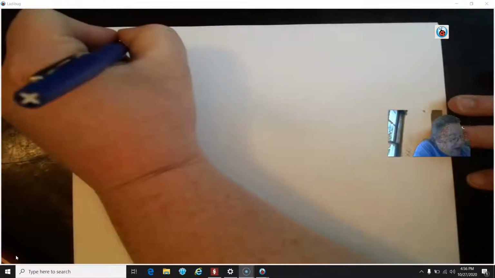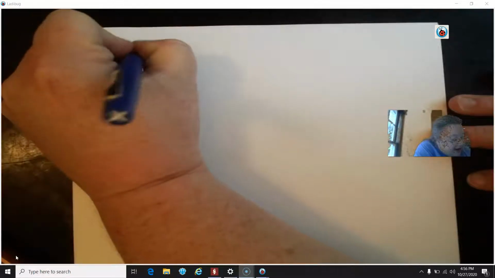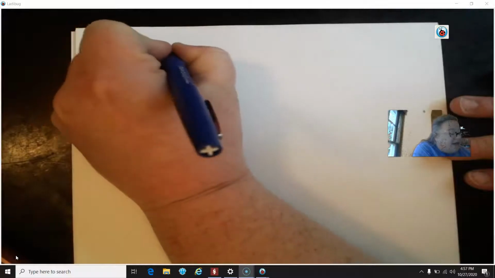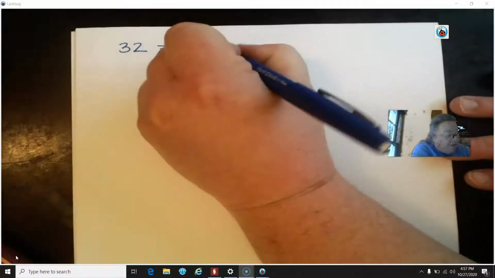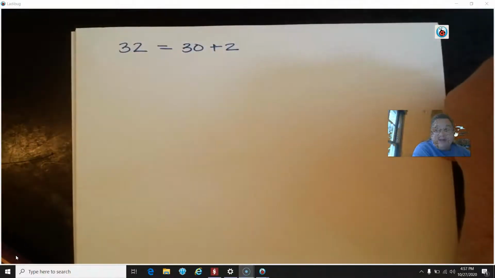So the first thing that is very helpful to understand is what is called expanded form. So when we have expanded form, we take a number like 32 and we break it apart or decompose it into its different place value amounts. So 32 in expanded form would be 30, or 3 tens, plus 2 ones.